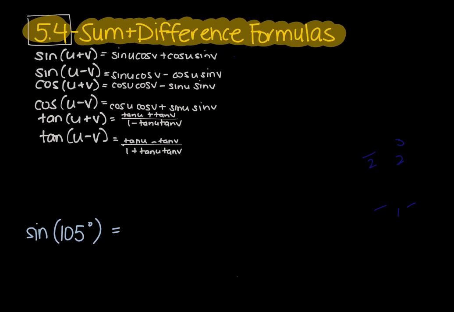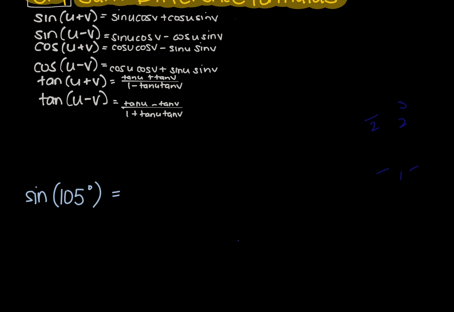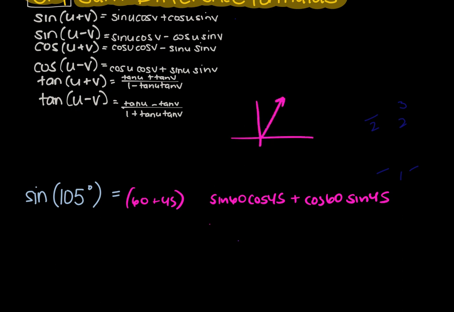So if I got sine of 105, I'm looking for 2 angles that would add up to 105, or 2 angles that their difference would be 105. Can you give me one? 60 plus 45. 60 plus 45 works. So I would do sine of 60 cosine of 45 plus cosine of 60 sine of 45. I would have gone back to the unit circle. I would have found 60 degrees. The coordinate point there is 1/2, root 3 over 2. And then I would have gone to 45, and the coordinate point there is root 2 over 2 and root 2 over 2.